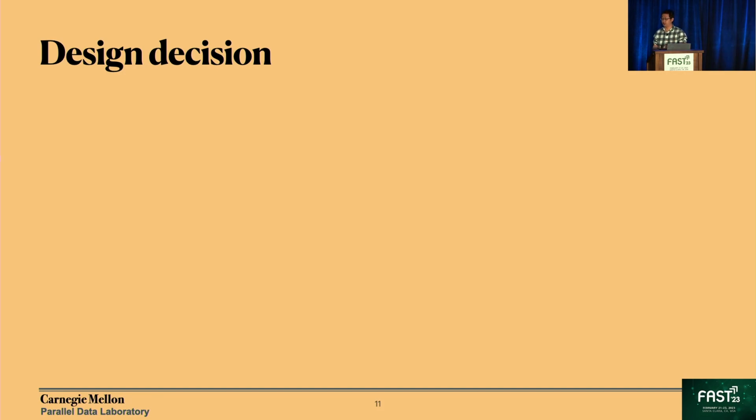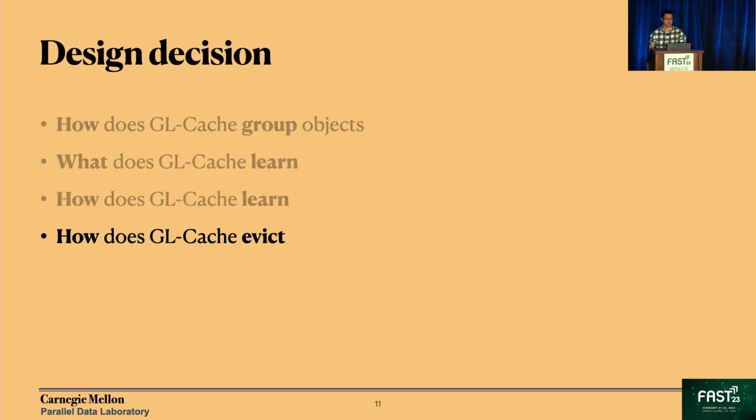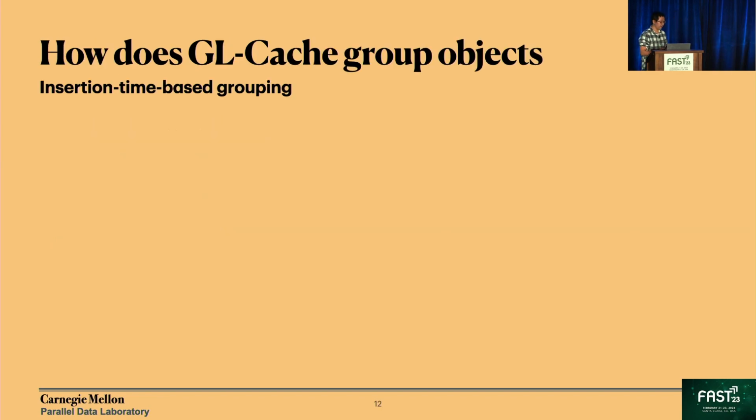However, there are a few challenges and a few design decisions we have to make. First, how does Geocache group objects? Second, what does Geocache learn? Third, how does Geocache learn? And last, how does Geocache perform eviction? Let's start from the first one. How does Geocache group objects?